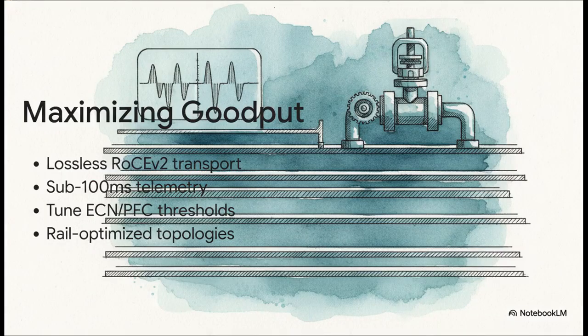So to protect these massive GPU investments, network engineers optimize for something called goodput, which is the actual useful work that advances the AI model. To pull this off requires highly specific engineering. We're talking lossless RoCEv2 transport to guarantee delivery, ultra-fast telemetry to catch traffic spikes in milliseconds, and precise tuning of congestion controls like ECN and PFC, which are essentially smart traffic lights for your data. They even use rail-optimized topologies that completely isolate traffic, keeping congestion from ever spreading across the fabric.